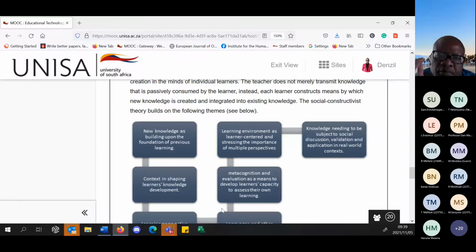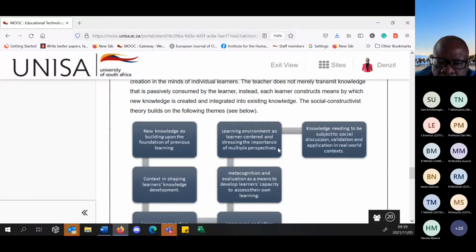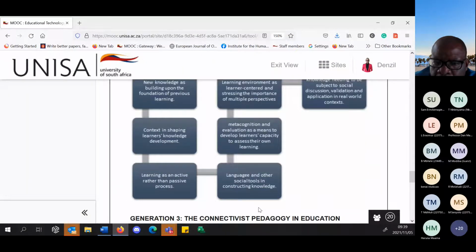And he talks about new knowledge as building upon a foundation of learning. Context is key for Anderson and Drawn in shaping knowledge. Then learning as an active rather than passive process, right? A learning environment, learning centered, learning management systems, for example, metacognition evaluation as a means to develop learners' capacity to assess their own learning. And there's an important concept now emerging in these spaces that is called non-grading.